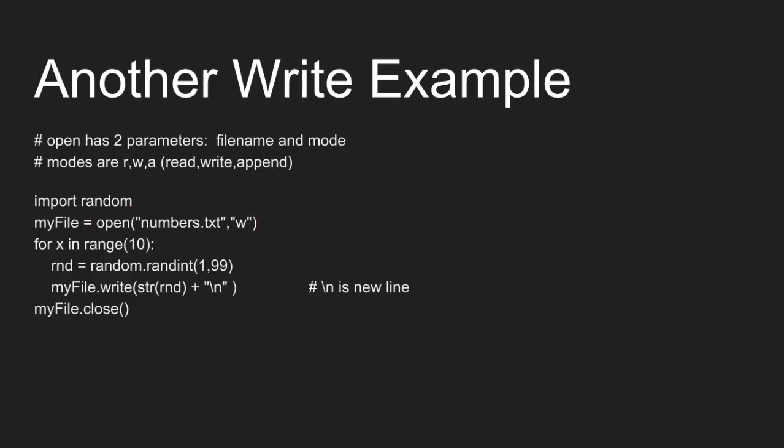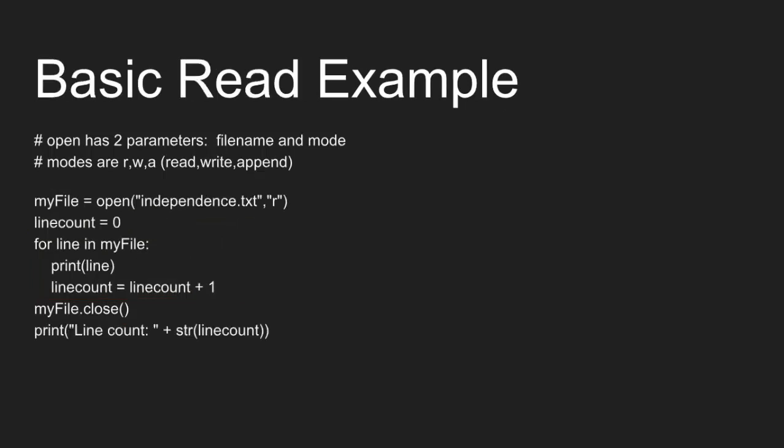So we're going to iterate 10 times through here. We're going to generate 10 random numbers, and each random number we're going to write into the file using the myfile.write.